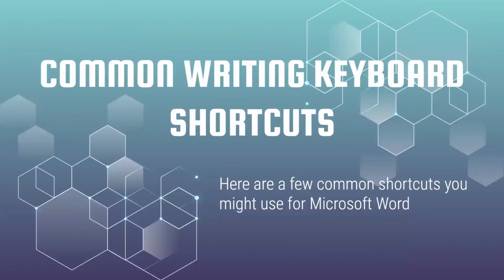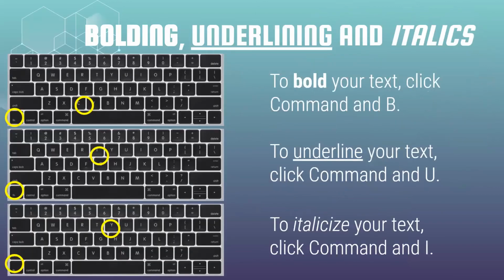Common writing keyboard shortcuts. These are the common ones that are used for Microsoft Word, and they actually also work for Google Docs. So to bold, underline, or italicize your text, you have to do different commands for each one. To bold it, you have to press Command B to make your text bold. To underline it, you'd have to press Command U, and to italicize it, you'd have to press Command I.